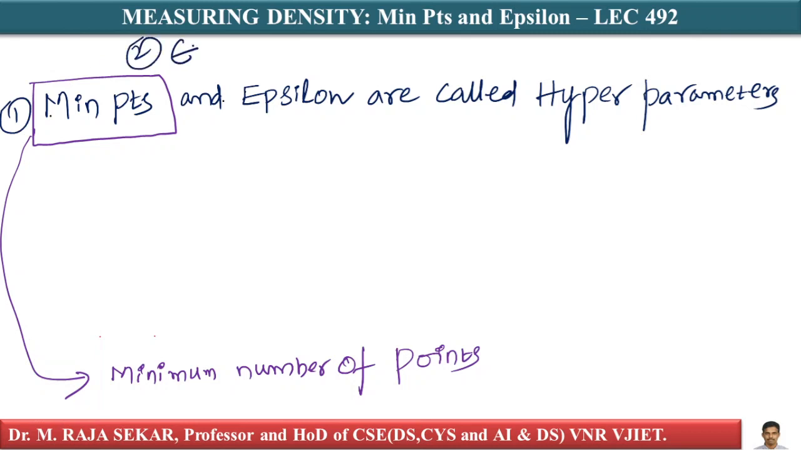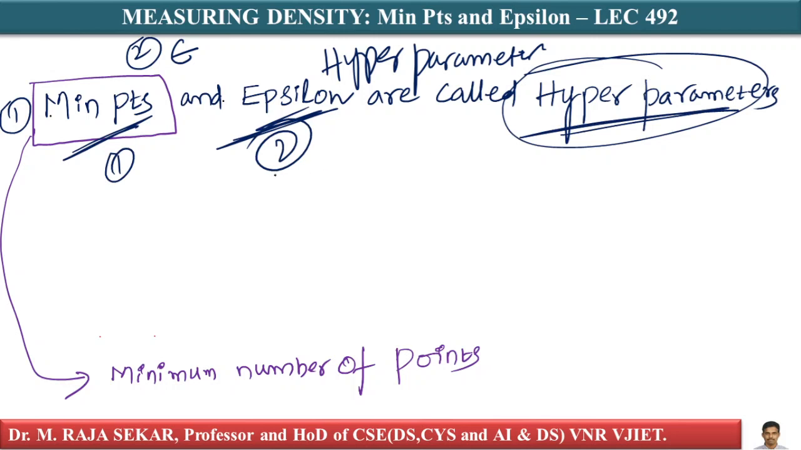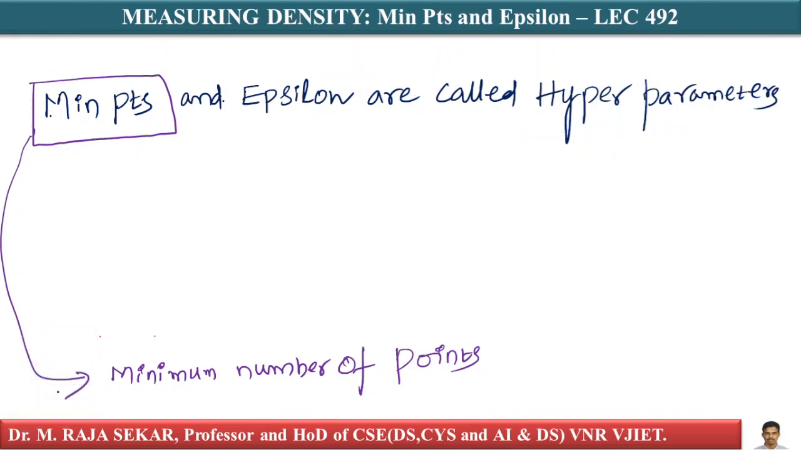These two are called hyperparameters. Min points and epsilon are the hyperparameters of your DBSCAN algorithm, which define how DBSCAN works. These two parameters are useful to understand the working of the DBSCAN algorithm. Let me tell you what these mean.